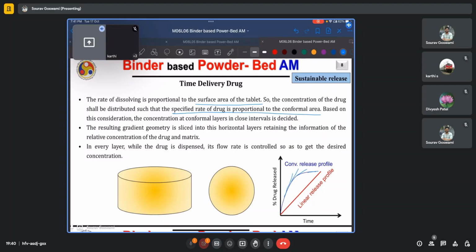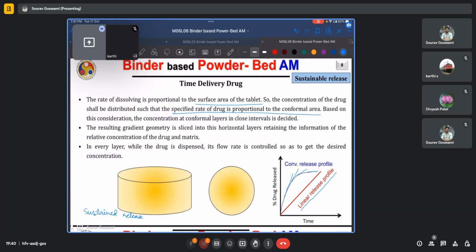However, what is more preferable is actually a linear release profile or a sustained release. So this is usually called sustained release, where you actually have a constant rate of release of the drug with time, and this can be more effective in treating a human ailment.